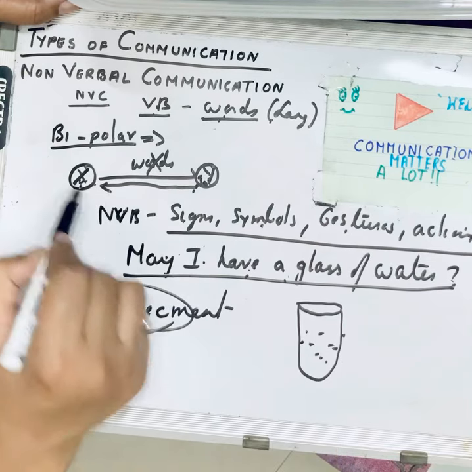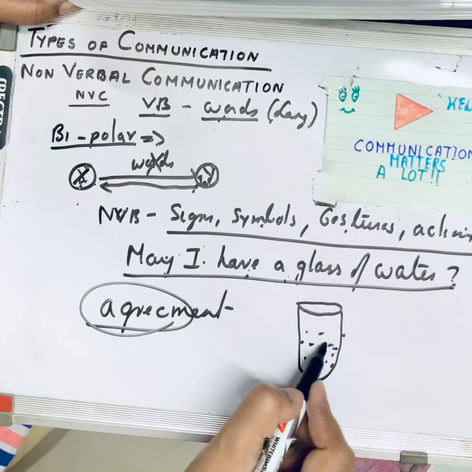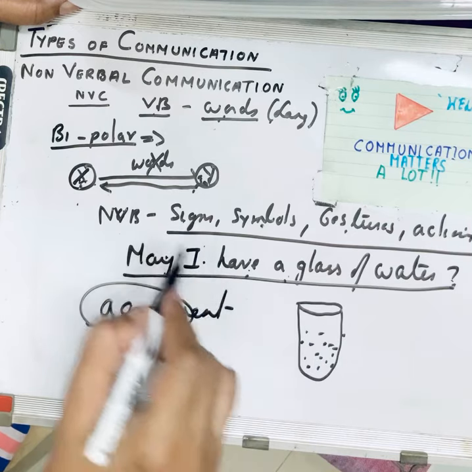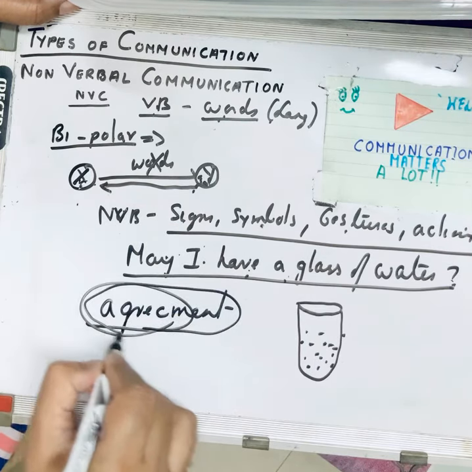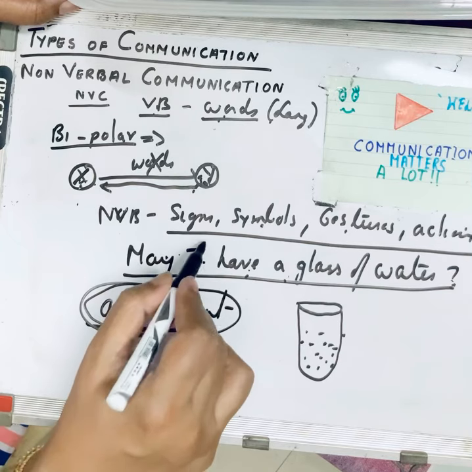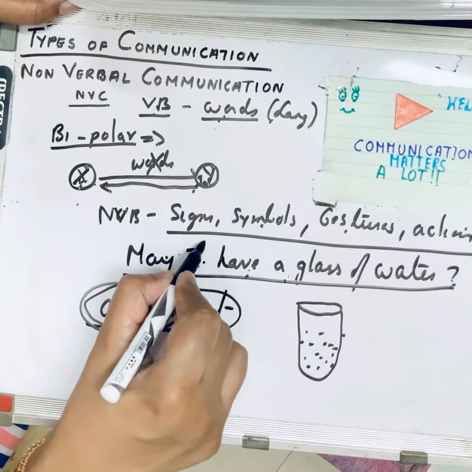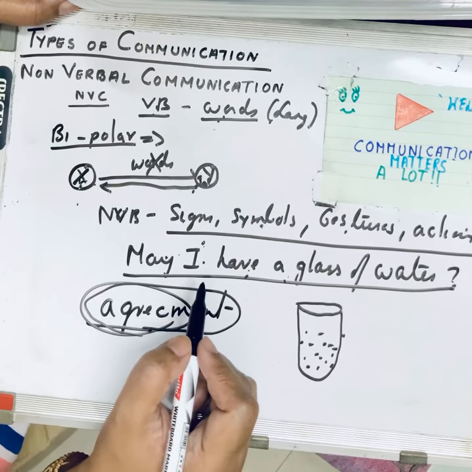That is, if X is drawing this and Y looks at it, Y should at once agree, yes, it is a glass of water. It is something, and then he responds. So this agreement is fundamental in non-verbal communication. That is the first part of this very important type of communication.